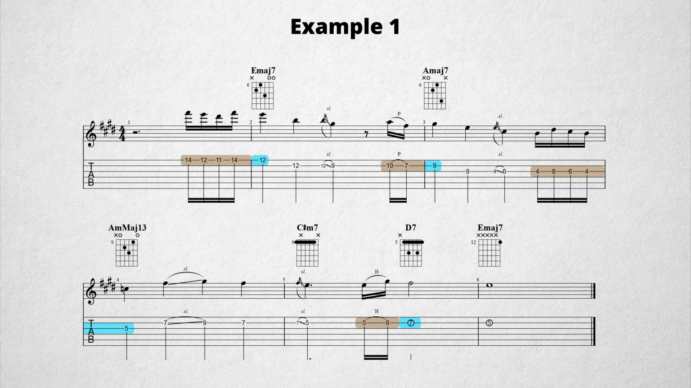Now the enclosures are marked, as you can see, in the tablature. All enclosures are diatonic, so notes from the E major scale. Let's listen how the enclosures have upgraded the melody.